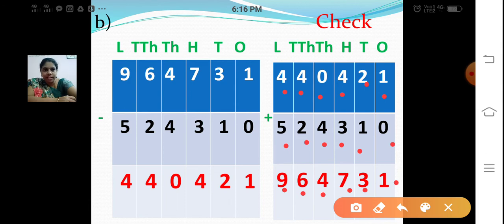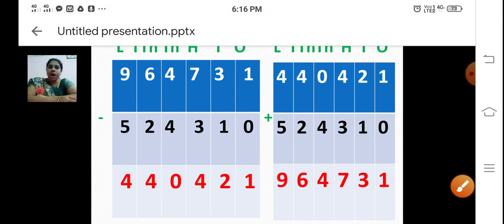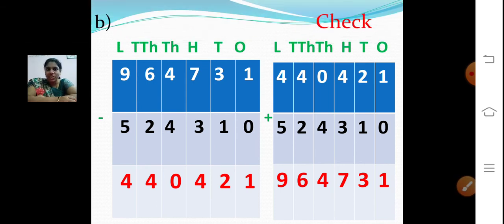Just see whether I got the minuend or not. 9,64,731. We got it right. So our answer is right. So our subtraction is correct now. How to check the answer? You're going to add the difference to the subtrahend so that you'll get the minuend.